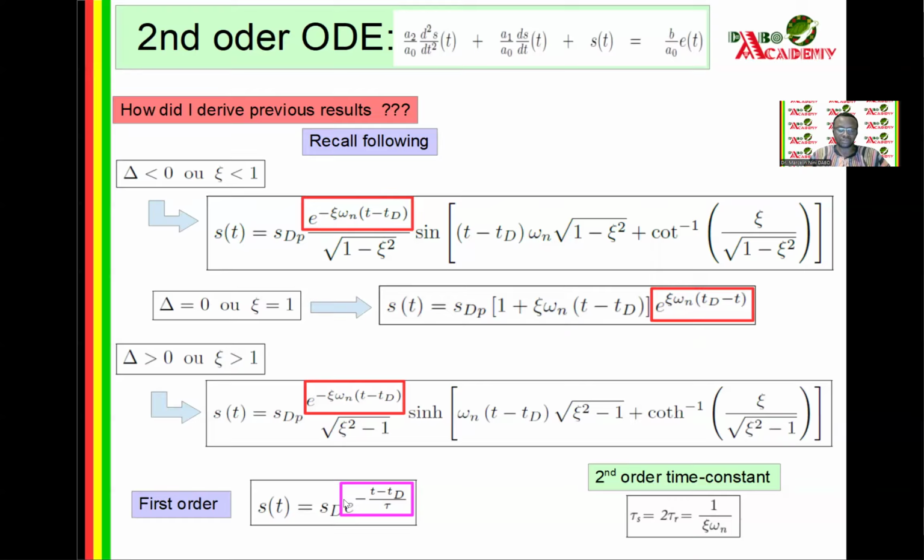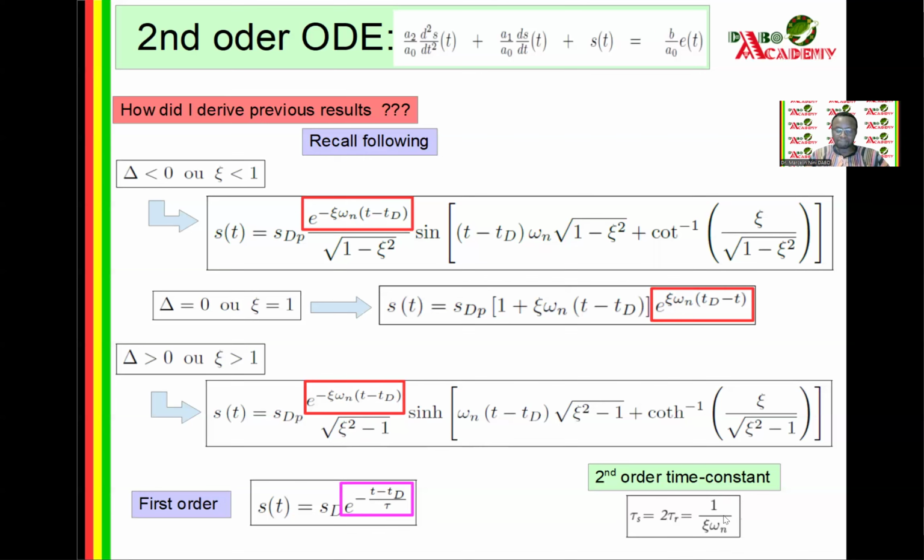It's a constant. And then when you check the things like that, the expression related to the exponential here is minus (t minus td) over tau. If you check minus (t minus td) over a given tau, let's call it tau s, for example, if you say that this expression is equal to (t minus td) over tau, you simplify, and then finally you have xi times omega n equals 1 over tau. Therefore, tau is equal to 1 over xi omega n, what you can see here.